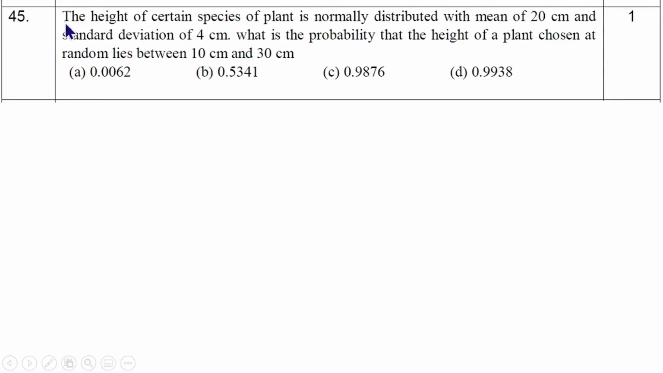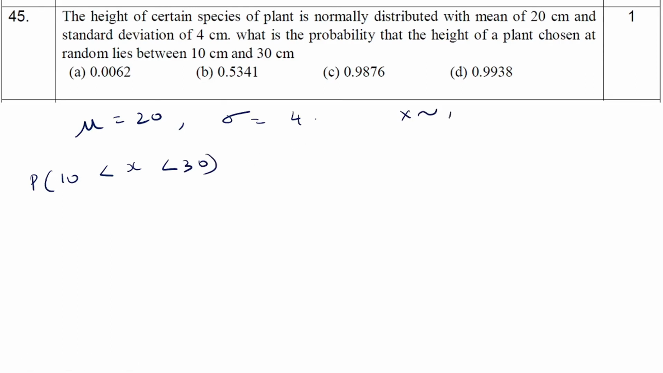So here it is given the height of a certain species of plant is normally distributed with mean mu equal to 20 and standard deviation sigma equal to 4. We need to find the probability that the height of the plant chosen at random lies between 10 centimeter and 30 centimeter. So we need to find probability of 10 less than X less than 30.